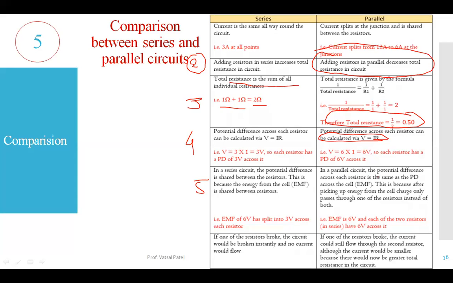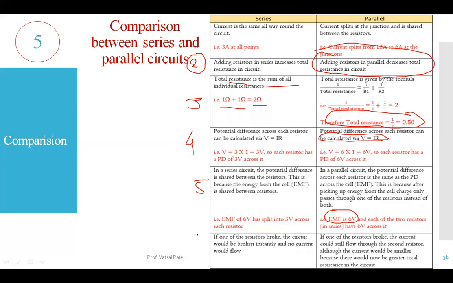So you can say that it is given over here with this example also, that if you have the cell voltage of 6 volt, then it will be the same across each resistance. They are connected in series. Sorry, they are connected in parallel. That's why.